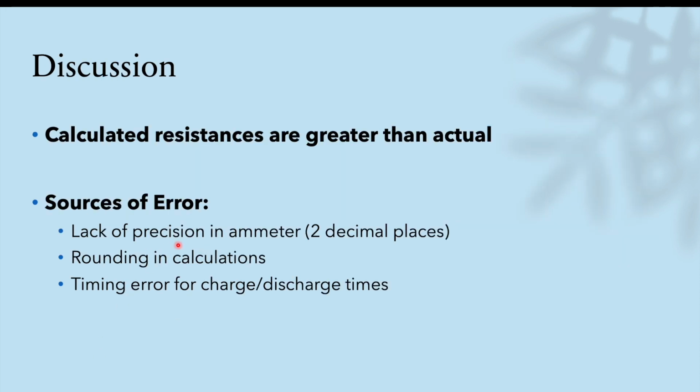For discussion, generally we found that calculated resistances are greater than the actuals. And possible sources of error are lack of precision in the ammeter, in that it only goes to 2 decimal places. There could have been some rounding in my calculations, and some timing error for the charge and discharge times.